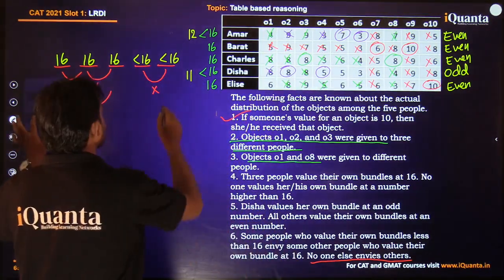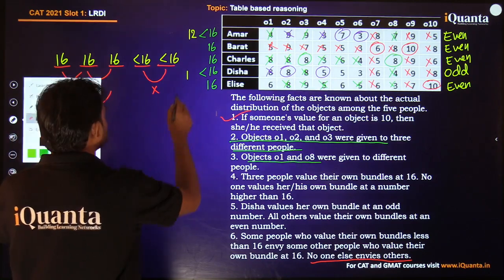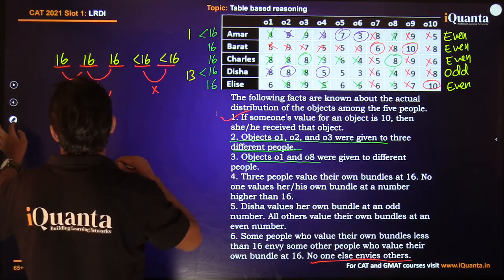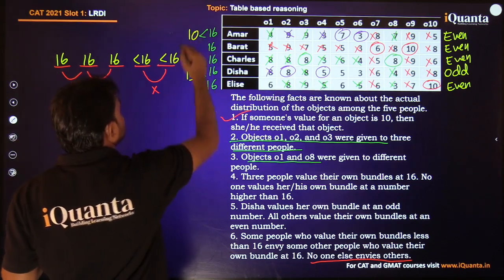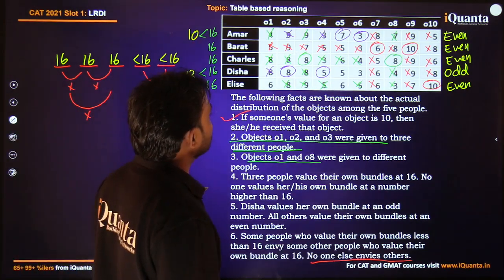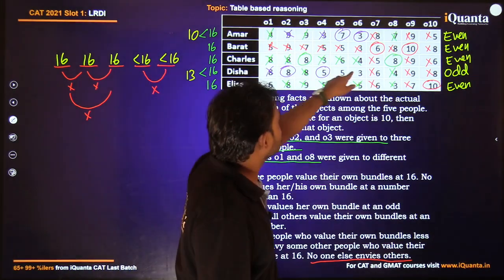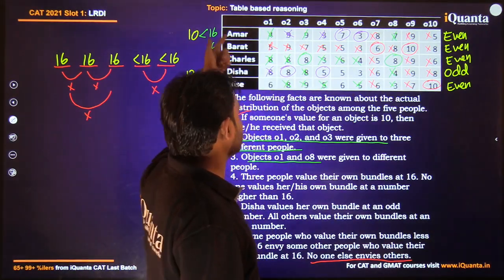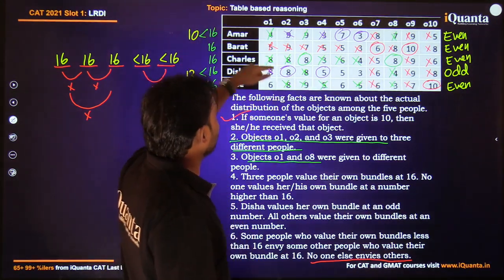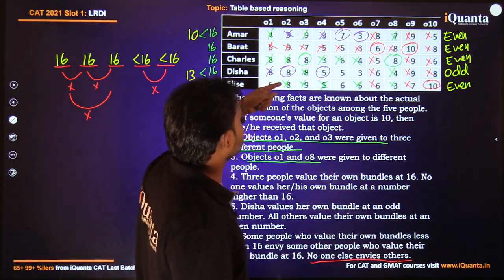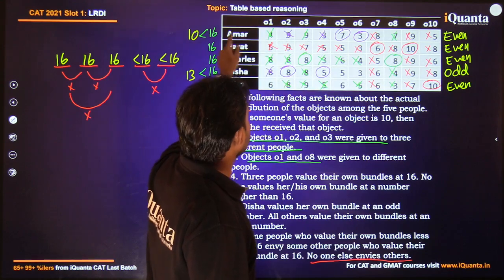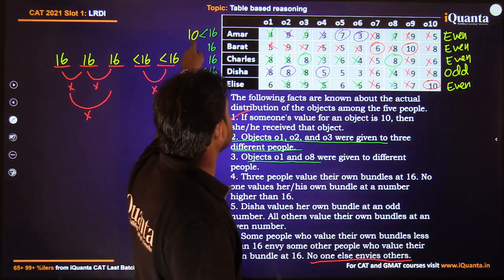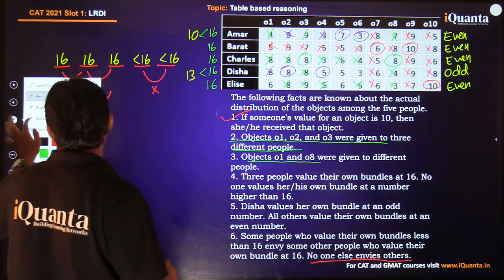Disha values her own bundle at 13 and Amar values his own bundle at 10, right? So in that case, Disha values Amar's bundle at 8, which is less than her own value. So Disha does not envy Amar, and Amar values 9 plus 3, 12. Amar values Disha's bundle more than his own bundle value, which is 10. So again, this case is not possible.